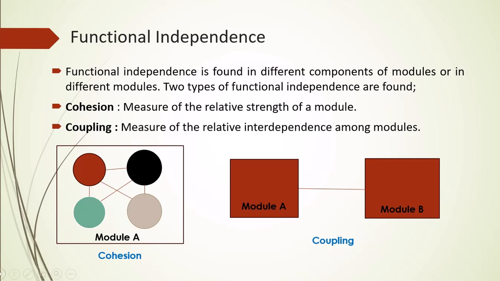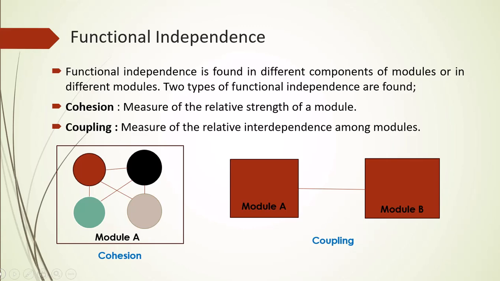Today's topic is functional independence. It's a very important topic. Functional independence is found in different components of a module or in different modules. Two types of functional independence are found. The first type is called cohesion and the second is called coupling.